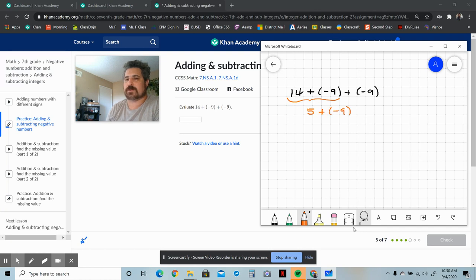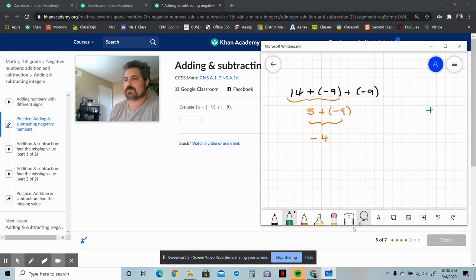The signs are different, so you're going to find the difference. Who's going to win this time? The negative 9 is a larger absolute value, so the negative wins. So the answer is going to be negative. And by how much? What's 9 take away 5? 4. So the final answer here would be negative 4.